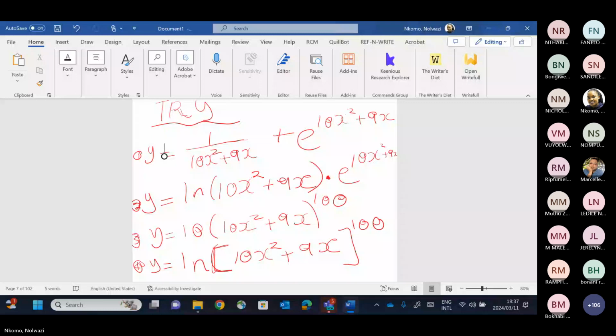No, the first one is easy because it has a plus sign there. We rather do the fourth one. The fourth one is the most difficult one. The fourth one has three functions: the function that has ln, then the function that has the power of hundreds.